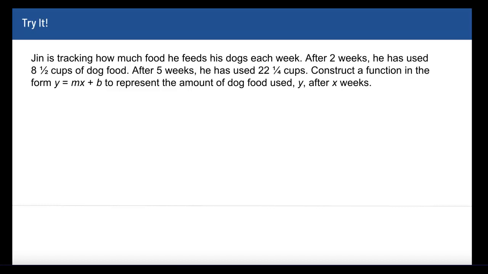So remember to first find the unit rate, how many cups per week, and you can do that by taking the 5 weeks and subtracting the 2 weeks information. Because the cups of dog food is y, you'll do the cups subtracted on top and the weeks subtracted on bottom to figure out your unit rate. Then, using one of those weeks of information, you can figure out what is the initial value for b, and finally write your equation.